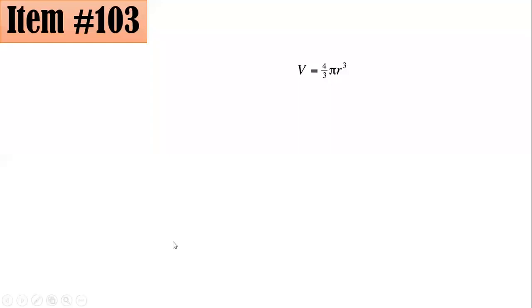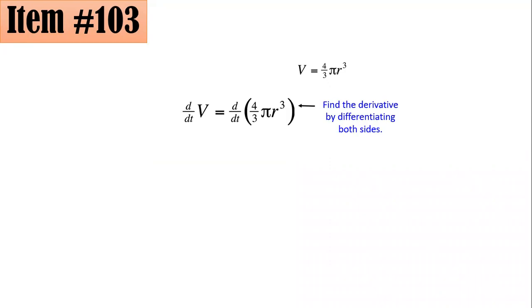Recall po natin that the formula for the volume of a sphere is V equals 4/3 pi r cubed, where V stands for the volume and R stands for the radius of your sphere. To get the rate of change, we will differentiate both sides with respect to time. So we have this one. Getting the derivative of both sides with respect to time, we get the dV/dt of your volume equals, by the power rule po, no?